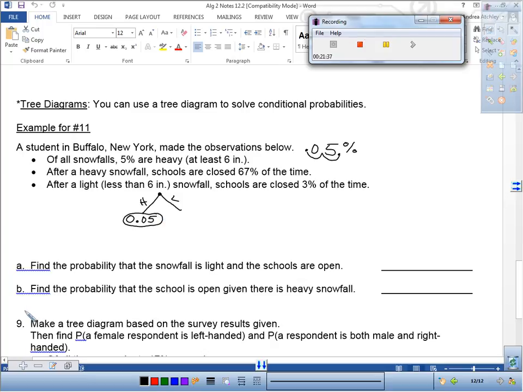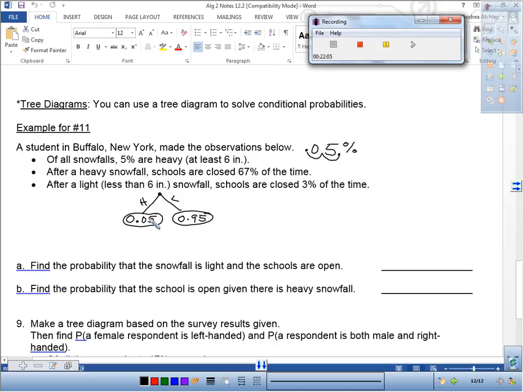Any questions over that? Okay, if we're referring to snowfall, when it's snowing, it's 5% chance of it snowing heavily. How often will it snow lightly then? 95%, because you want it to total to a whole. So light snow is going to occur 0.95. Just subtract from 1.